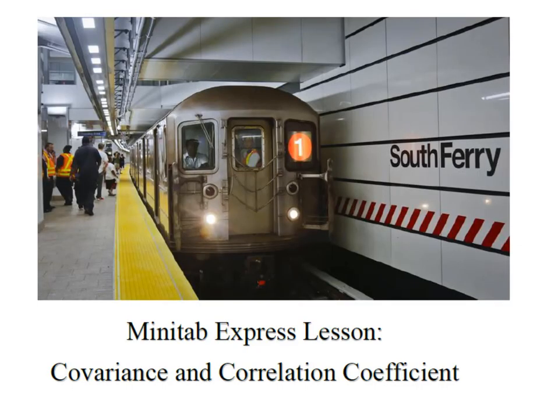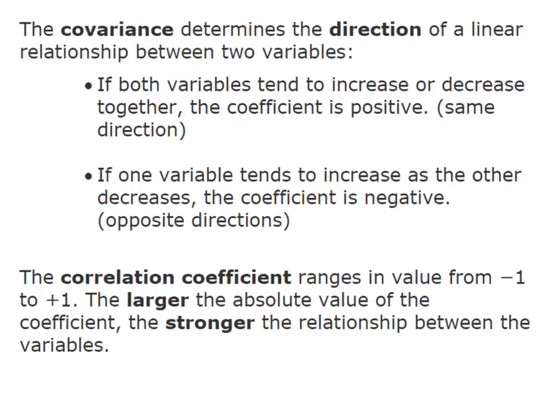Hey everybody, it's Professor Williams, and I'm going to calculate a covariance and a correlation coefficient using Minitab Express. So just remember that our covariance determines the direction of a linear relationship. If both variables tend to increase or decrease together, or move in the same direction, then that covariance is positive. If we have them moving in opposite directions, then it's negative.